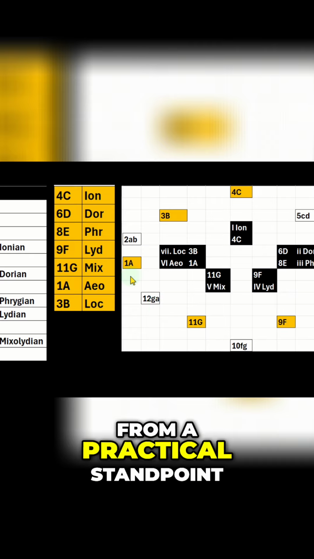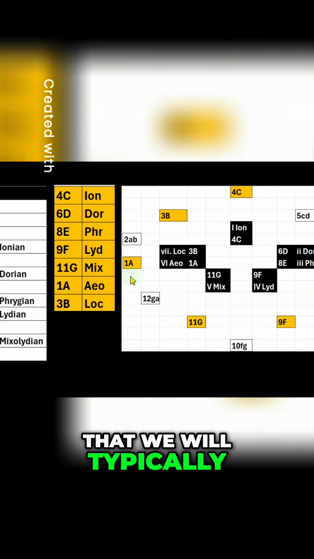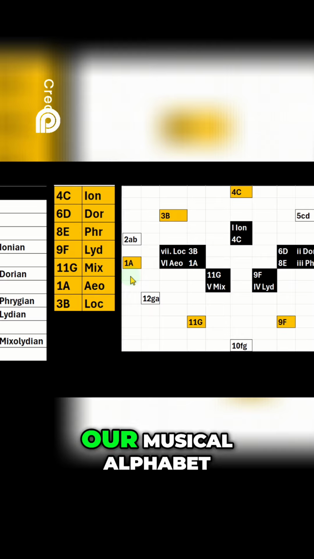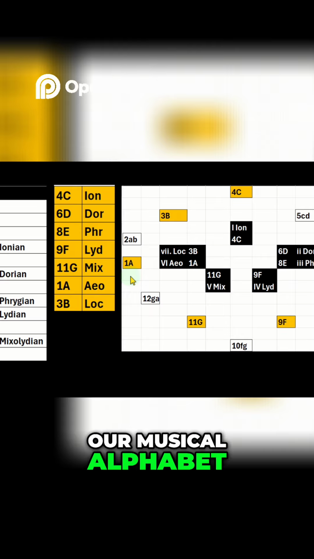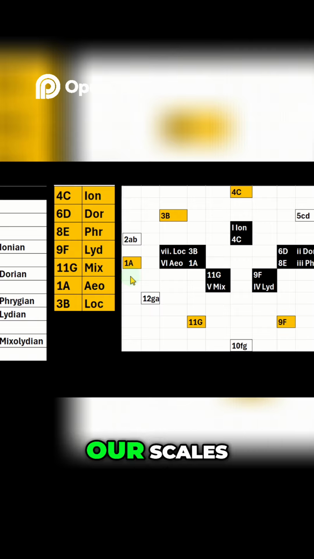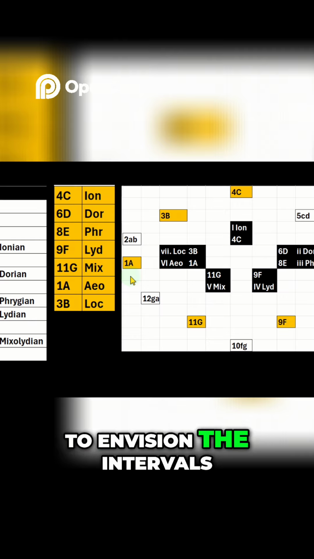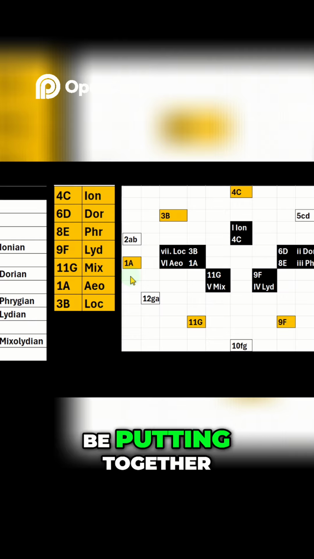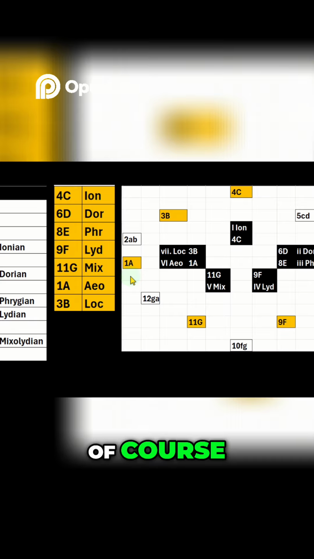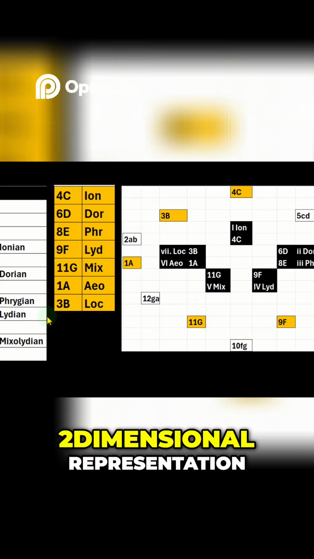So these, from a practical standpoint, are the two ways that we will typically envision our musical alphabet. And this is going to be very practical because that's the basis on which we see our scales. That's the basis on which we're going to envision the intervals that we're going to be putting together. Now, notice in actuality, of course, these two ways of envisioning it are a two-dimensional representation.